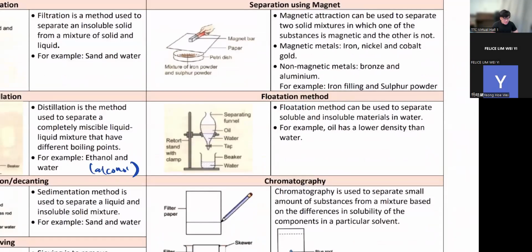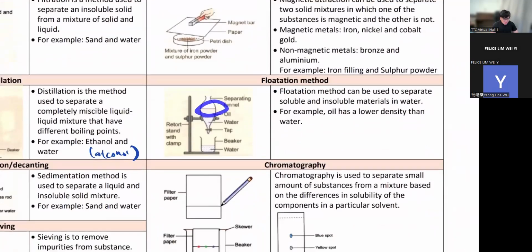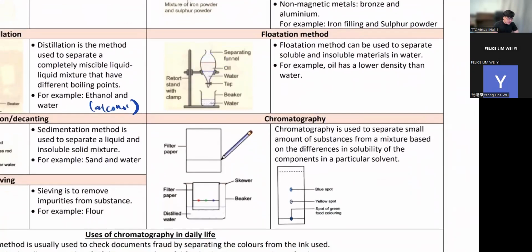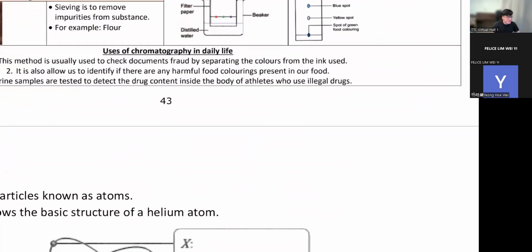Flotation, this is for floating stuff like oil. Chromatography, this is for color. You don't need to pay attention to this, it's not important, but just to let you know, when you see the word chrome, chrome means color. This is not in your syllabus, but I'm just putting it here for you to look at for fun. That's all. Really simple chapter.